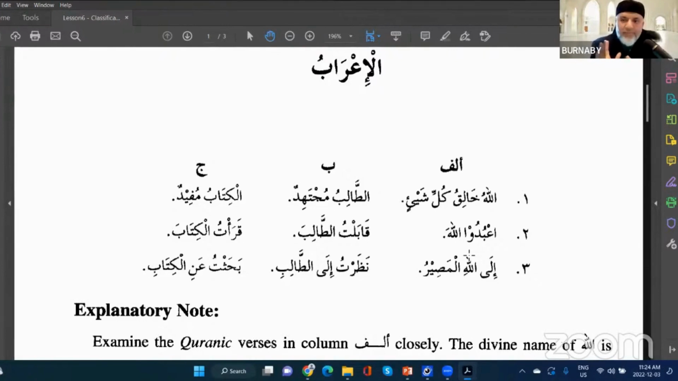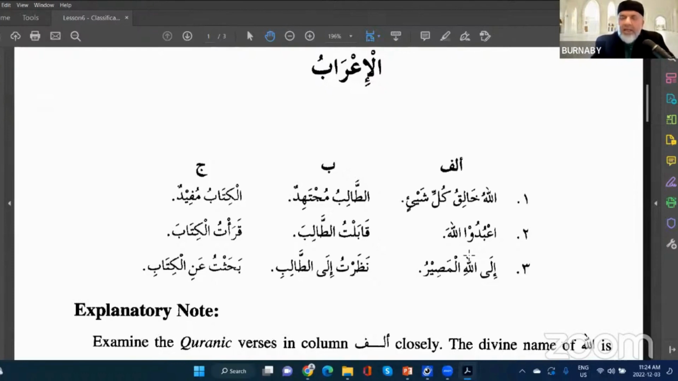Al-kitabu, Rafa. Okay, what is the criteria? Wahid, and the last letter, Dhamma. Rafa. Agree? Is mufidun noun? Noun. Okay, is it Rafa? Yes. That's all I care about. Look at this. Ebudullaha. Is Allah in the second row has the fatha or dhamma or kasra?